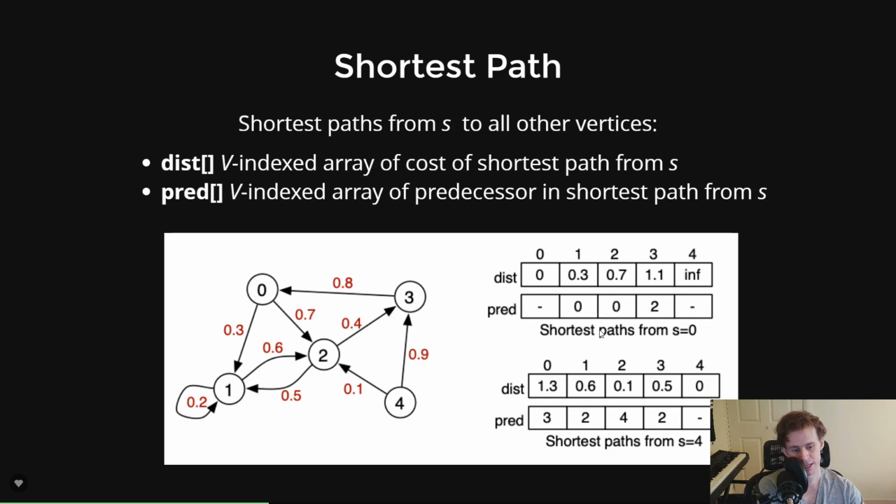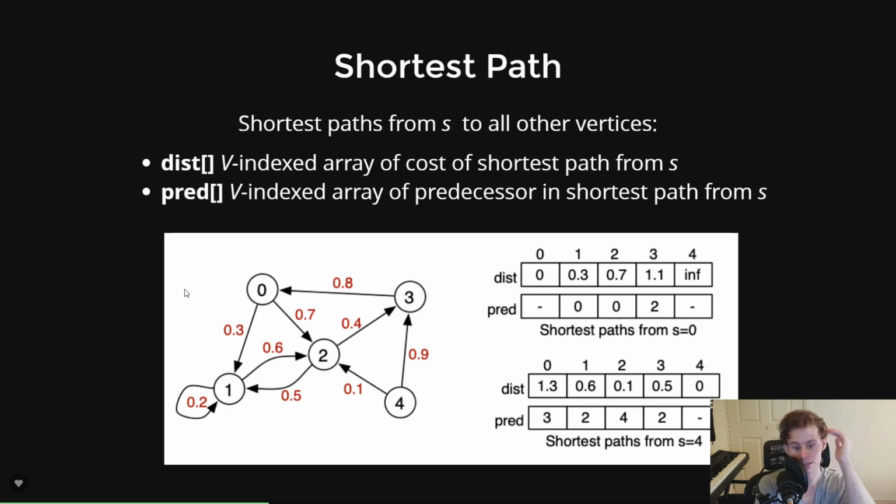So what this table here actually says is from vertex 0 to vertex 0, the distance is 0. The shortest distance is 0. From vertex 0 to vertex 1, the shortest distance is 0.3. From vertex 0 to vertex 2, the shortest distance is 0.7. Vertex 0 to vertex 3, it's 1.1. And vertex 0 to vertex 4, it's infinity because we can't get there. Or like -1, it depends on what your implementation is. It's basically saying not possible.